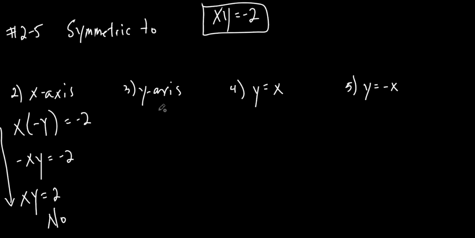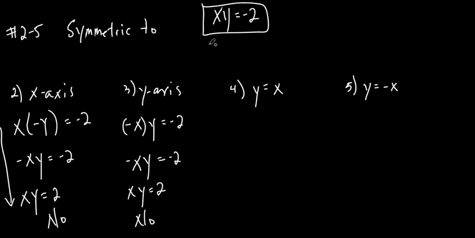What about the y-axis? Change the x and keep the y the same. And let's see if it ends up to be the same as this. Well, you see it's going to be the same thing as this one, don't you? But let's write it out anyway. It's still going to be negative xy equals negative 2. Multiply both sides by a negative, so xy equals positive 2. That is not the same, so no, it is not symmetric to the y-axis.